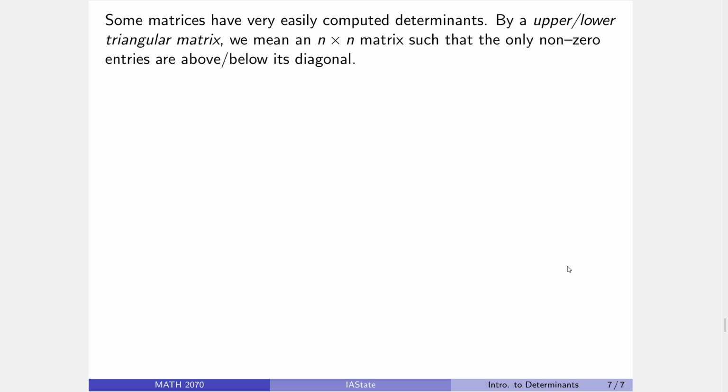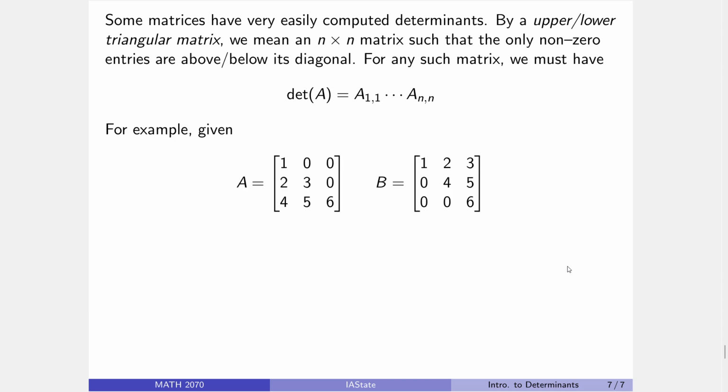We've already encountered the lower triangular matrices when we were talking about the LU factorization. We can also have upper triangular ones, and basically these are matrices where the only non-zero entries are above or below the diagonal. And for any such matrix, it turns out the determinant is just going to be the product of the diagonal entries. Nice.